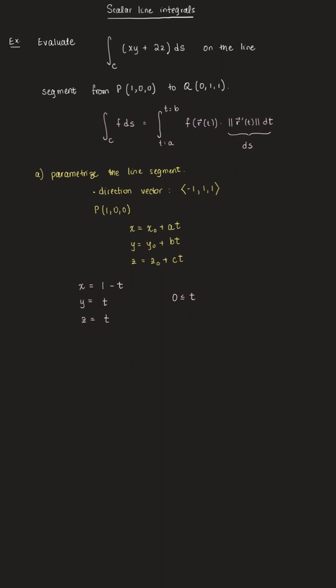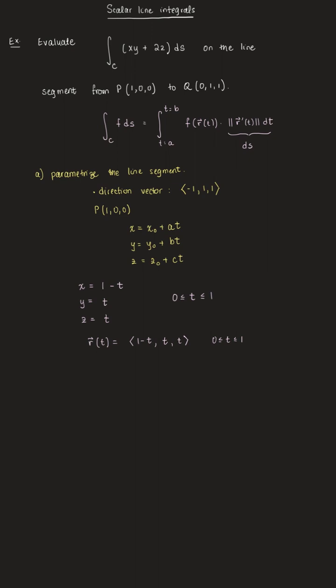And since our direction vector was found from going from P to Q, we can assume also that we will go from t equals 0 to t equals 1. Let's just check that when t is 1, we get point Q. So if we plug in 1 here, we get 0, which is the x-coordinate of point Q, then 1, 1. So we do get point Q, so we have our parametrization of our line segment, and I'm going to write it as r of t equals (1 minus t, t, t), where t goes from 0 to 1.